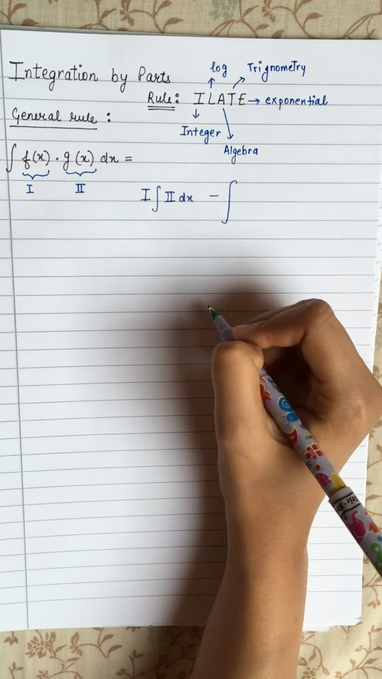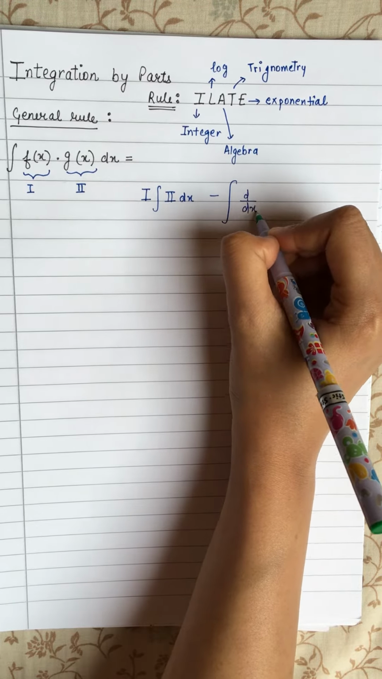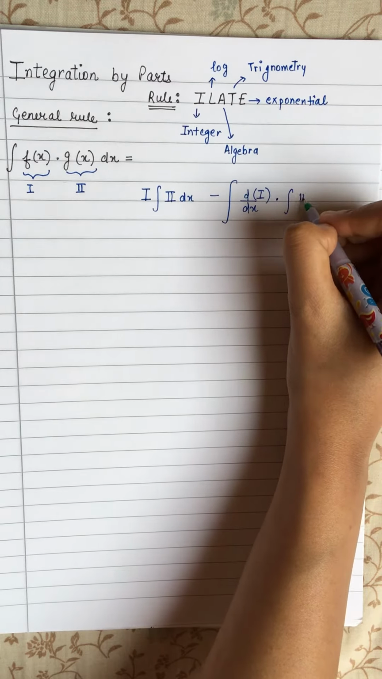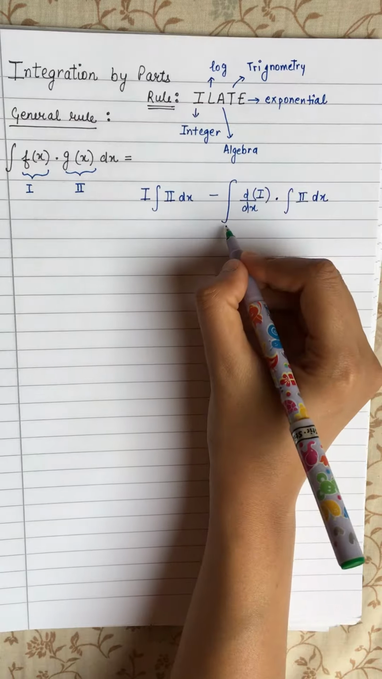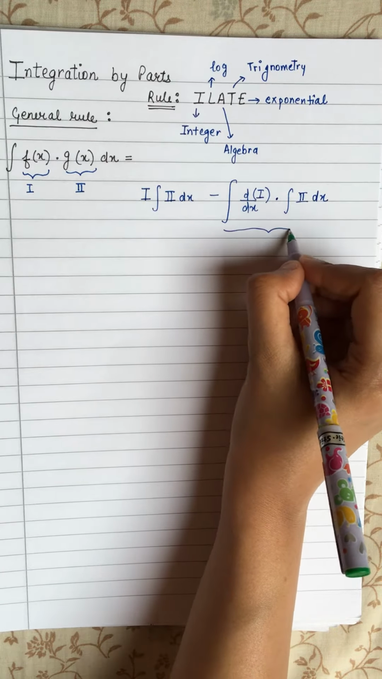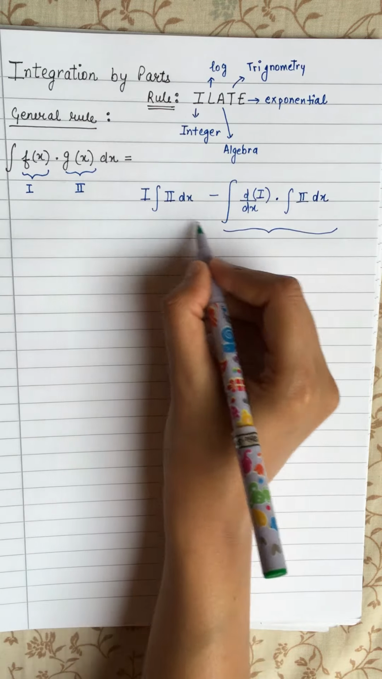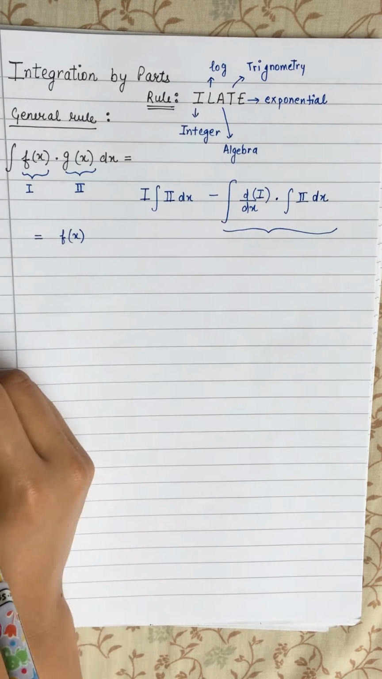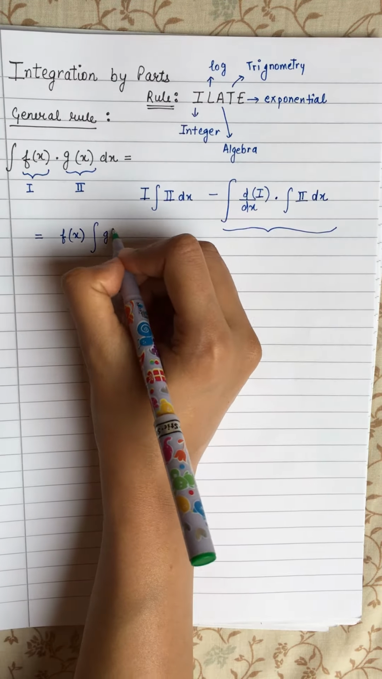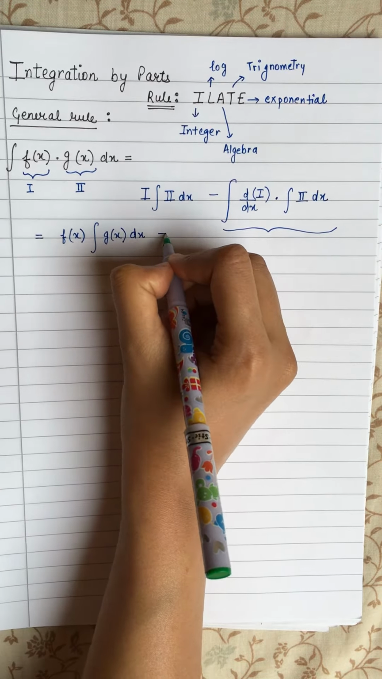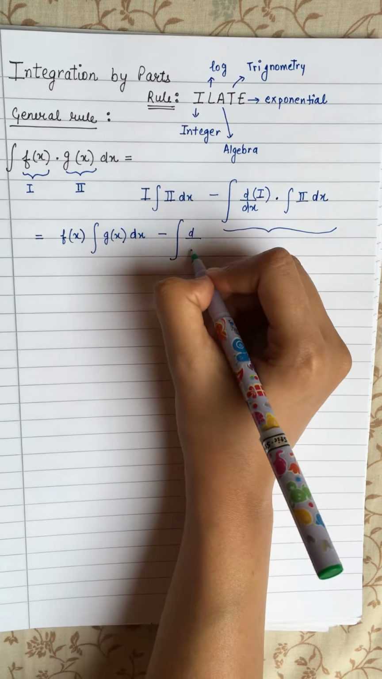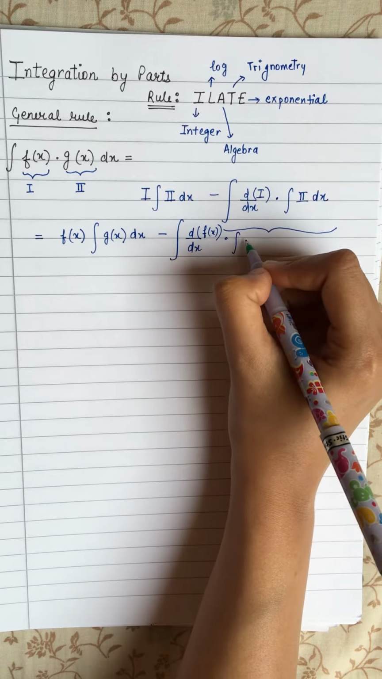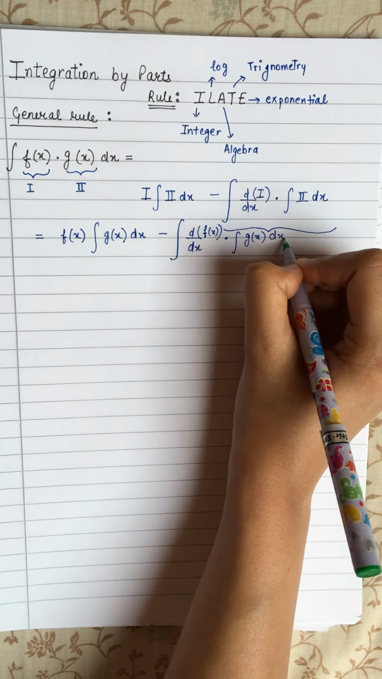minus a big integral, differentiation of first function into small integral of second function. Remember, this big integral is for the whole of this equation at the back. So we can rewrite this function like this: f(x) as it is, first function as it is, integral of second function, that is g(x), minus big integral, differentiation of first function, that is f(x), into integral of second function, that is g(x), into dx.